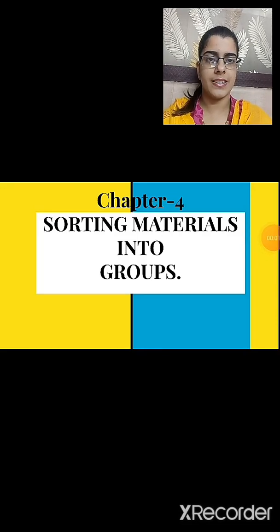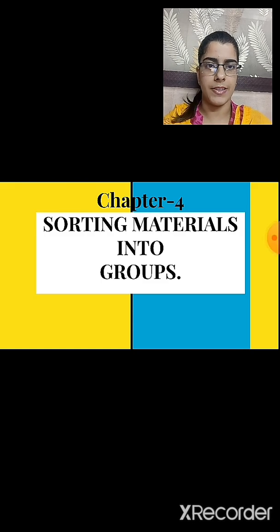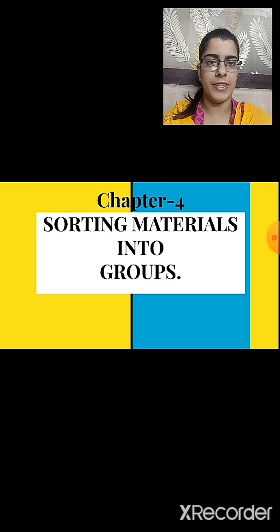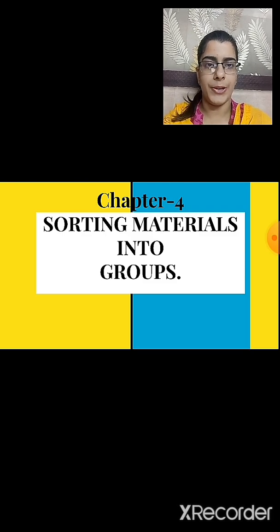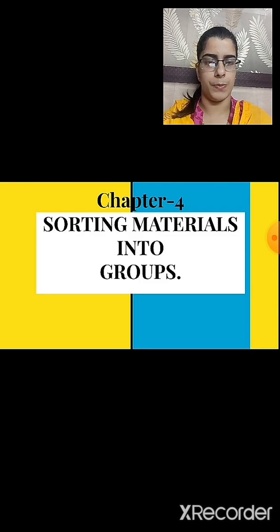Hello students, in our previous sessions we have revised chapter number 1, that is food, where does it come from, and chapter number 2, components of food. So in today's session we are going to revise chapter number 4, that is sorting materials into groups.